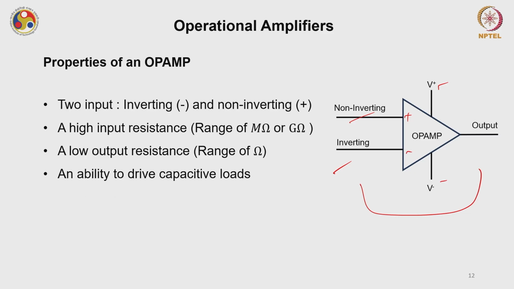These op-amps have the ability to drive all kinds of loads, including capacitive loads. The input offset voltage is very low. We will see what the input offset voltage is.